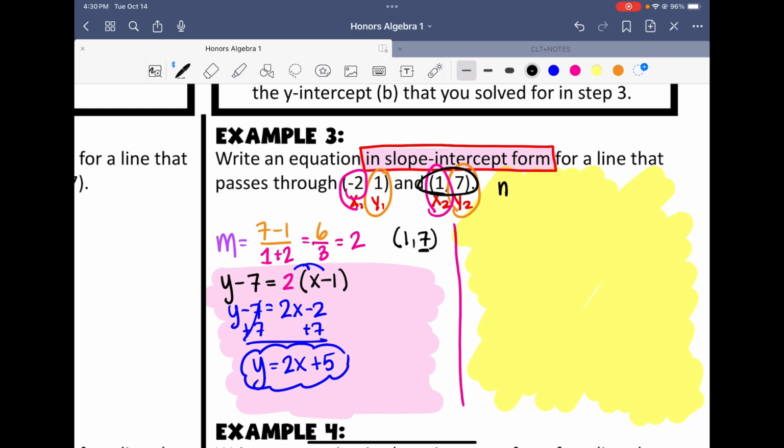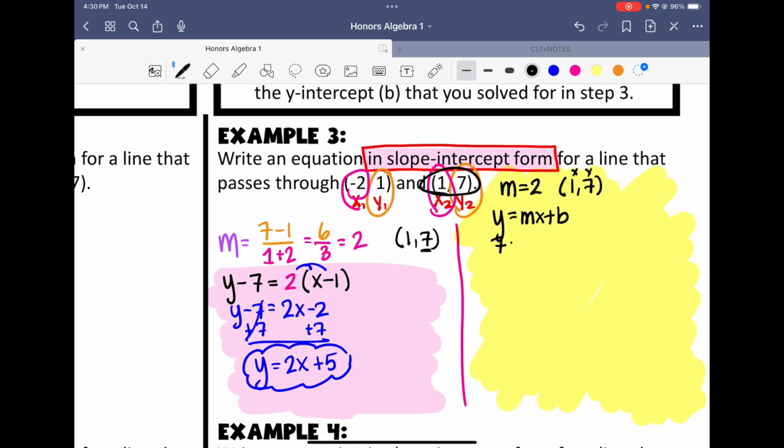So I know the slope is 2, according to what we figured out, and I'm still going to use the point (1, 7). I'm going to substitute that into y equals mx plus b, using this as my x and this as my y. So this is going to be 7, that's my y coordinate, equals 2, that's my slope, times 1, plus b, and now I solve for b. So 7 equals 2 plus b, b is equal to 5. So I know what my y-intercept is right now, it's 5.